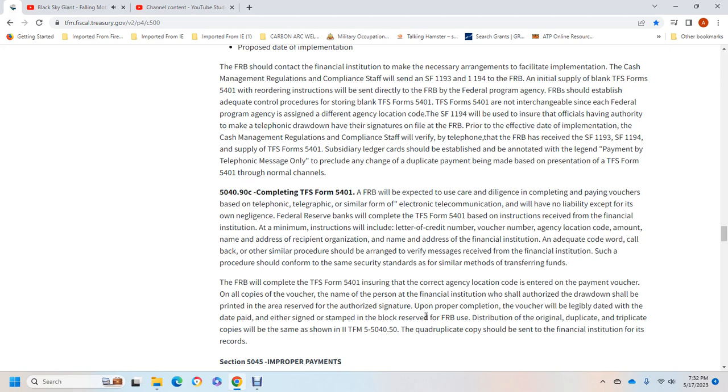The Federal Reserve Bank will complete the Treasury Form 5401, ensuring the correct agency location intended and the payment voucher on copy. The name of the person the financial institution shall authorize to draw down shall be printed in the area reserved for the authorized signature. Upon proper completion, the voucher is legibly dated with the date paid with either a signed stamp in the block reserved for Federal Reserve Bank use. Distribution of the original and triplicate copy is shown in Treasury Financial Manual Volume 2 Part 5 504050. The quadruplicate copy should be sent to Financial Institution Records.